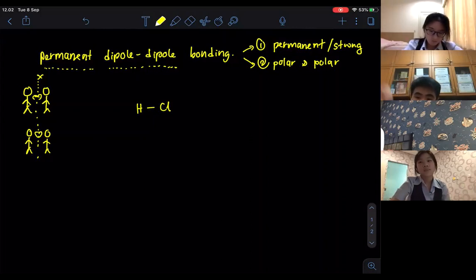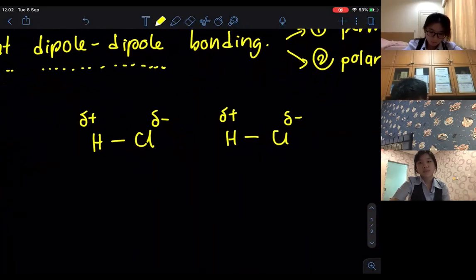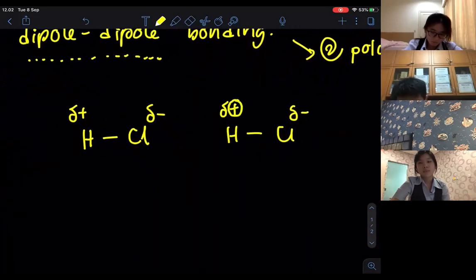Polar. Polar. Can you tell me which one is delta negative, Cl or H? Cl. Okay, this is delta negative, delta positive. Now, imagine I actually put H and Cl. This is going to be delta negative and delta positive. What happens over here is, you will notice, this is going to be positive. This is going to be negative.